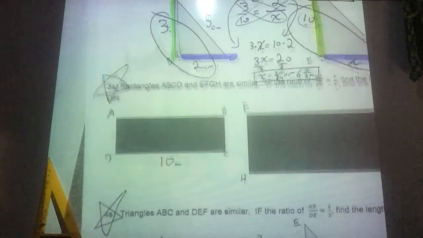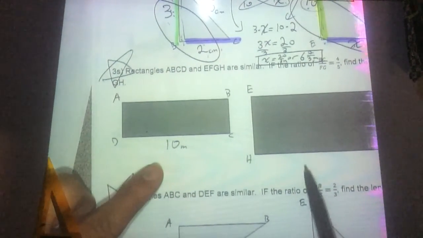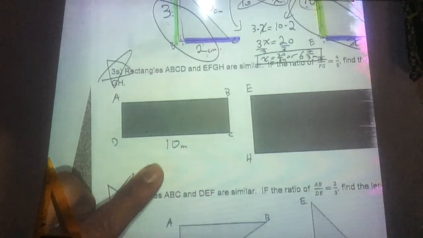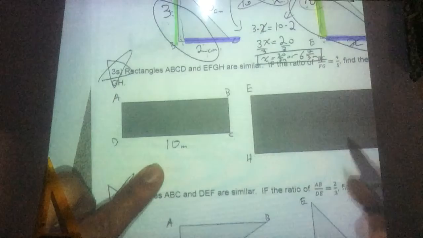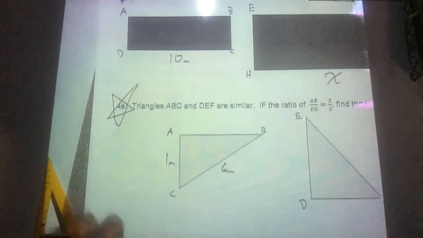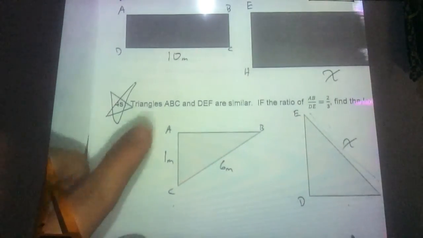Okay, so now please go on and solve for 3s. We're going to be solving, so BC and FG is 4 to 5. Find the length of GH here, x. Now then go on to this one here, 4s. We're going to be solving for this length, EF right here, and AB is 2, and DE is 3.